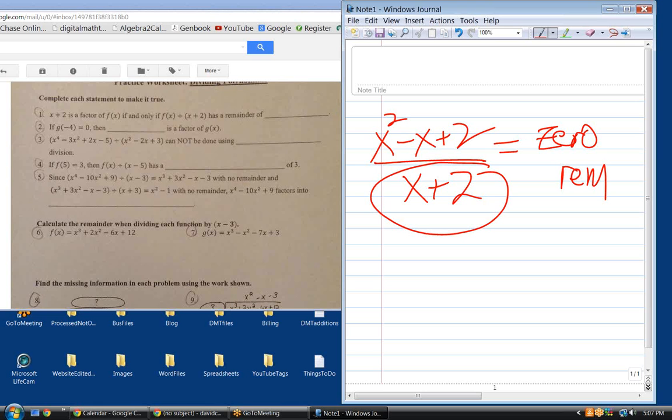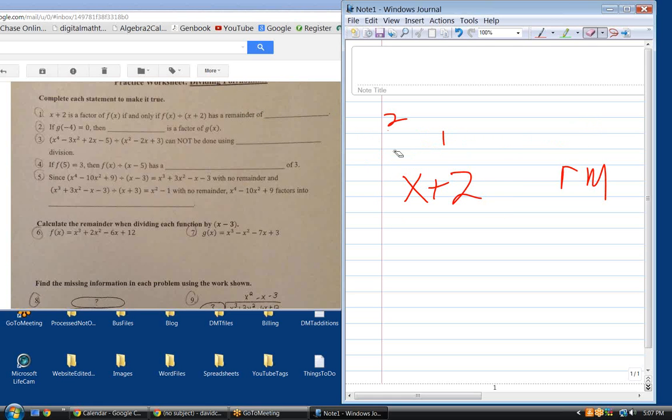And that's what we mean when we say is x plus 2 a factor of that: it means that if you divide it into it, you'll get a zero remainder. And all true factors will give you a zero remainder. Okay. So it has a remainder of 0. Okay.